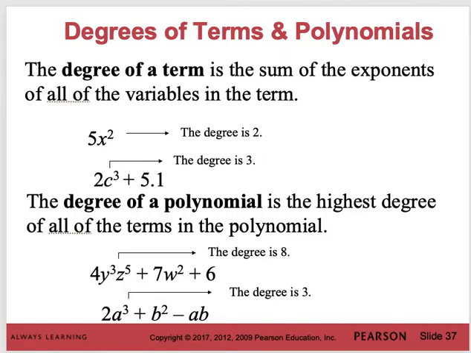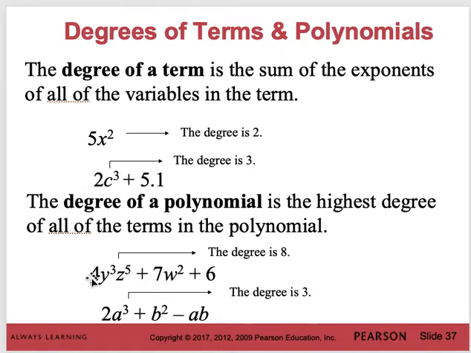Degrees of polynomials. The degree of a term is the sum of the exponents of all of the variables in the term. So in this first case, we have one variable, x. That x is raised to the second power. Since it is the only one, we would say the degree of this term is 2. In this case, we have one variable raised to the third power. It is the highest term, so the degree of this term would be 3.